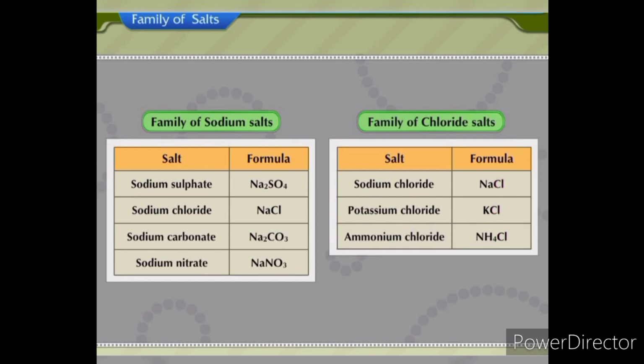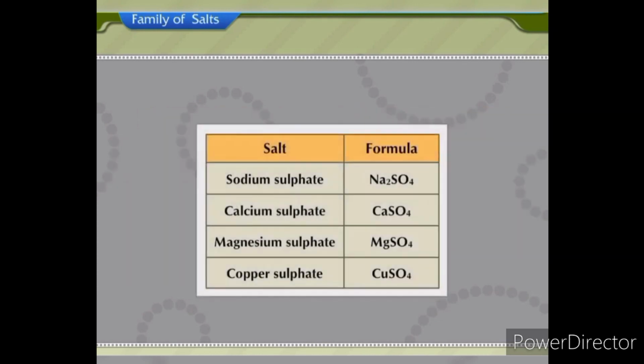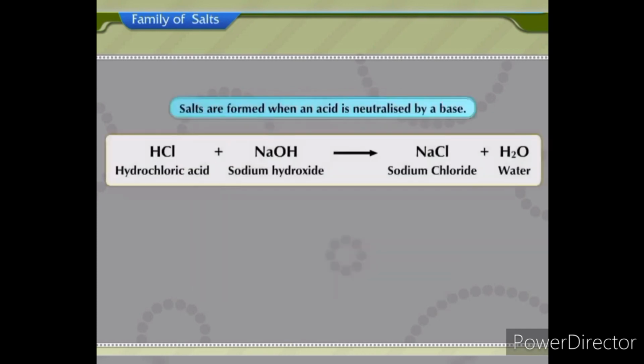Therefore, they belong to the family of the salts called chloride salts. The salts sodium sulfate, calcium sulfate, magnesium sulfate, and copper sulfate contain the same negatively charged sulfate ion. Therefore, they belong to the family of salts called sulfate salts. Salts are formed when an acid is neutralized by a base.